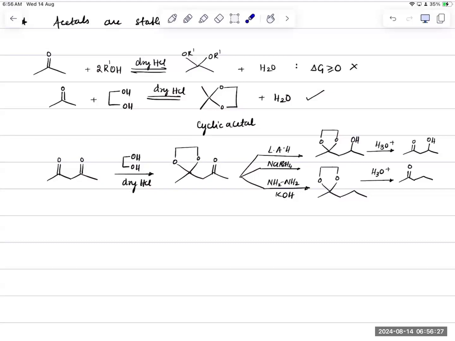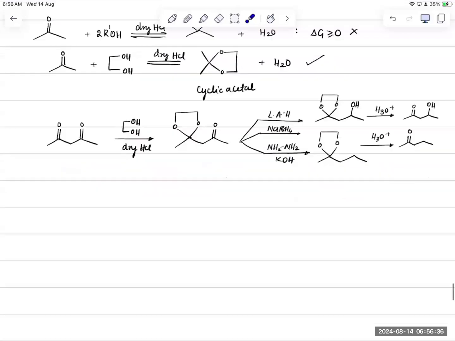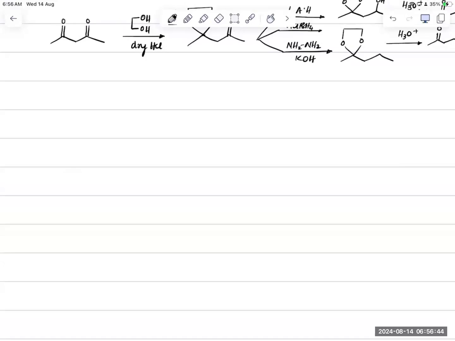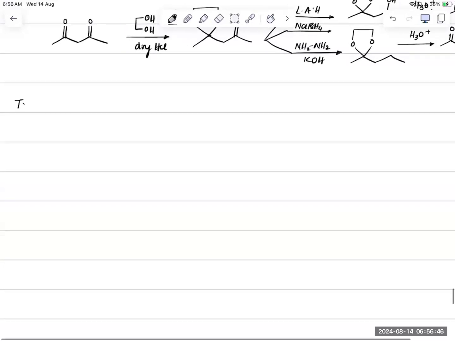Right. Now, let's see today what the tautomeric reactions are, and how that will influence haloform, aldol, and all those reactions. So first, let us go and discuss tautomerism.